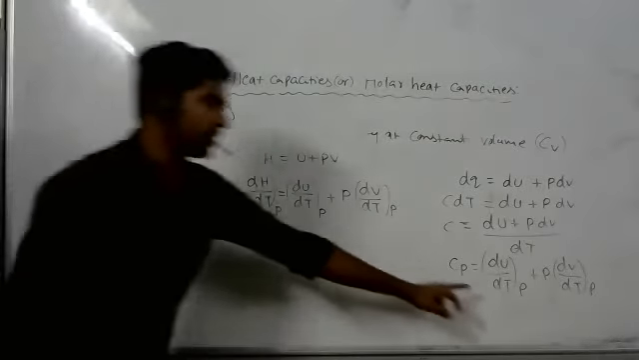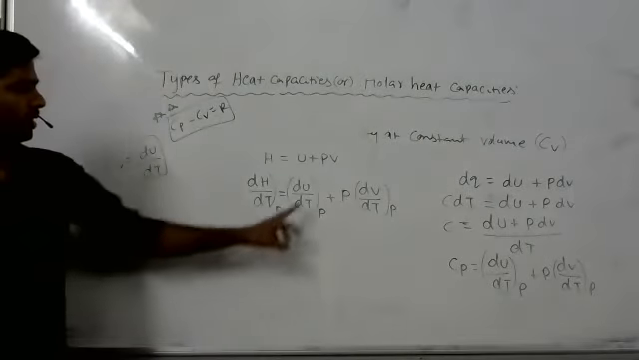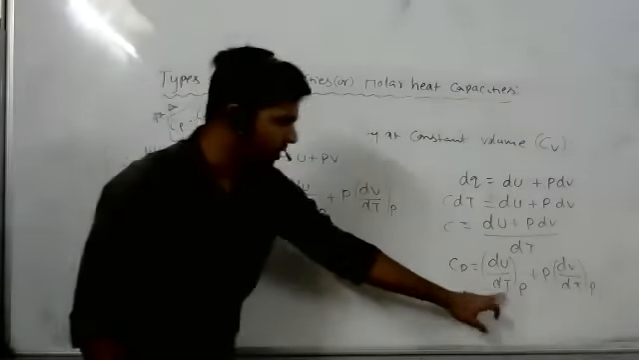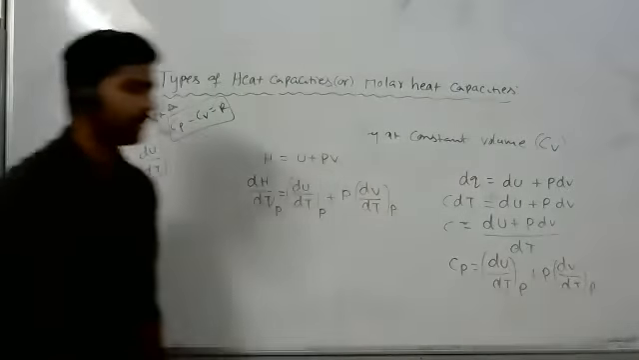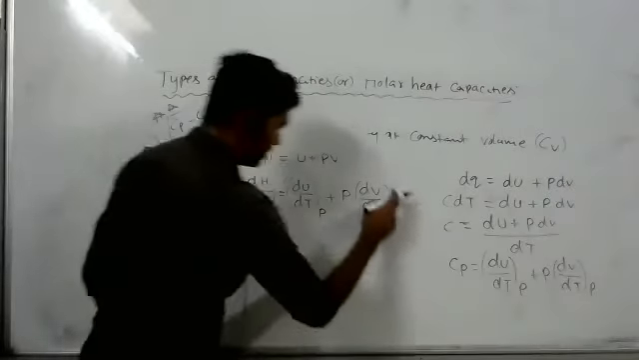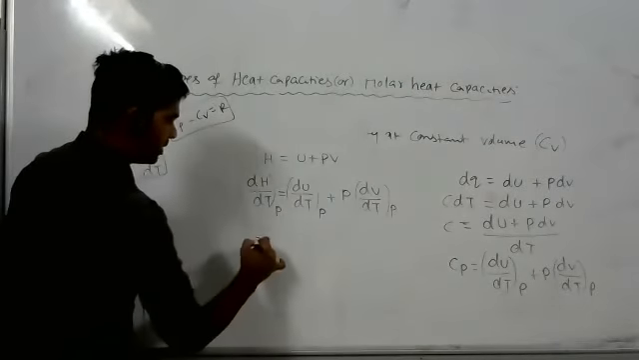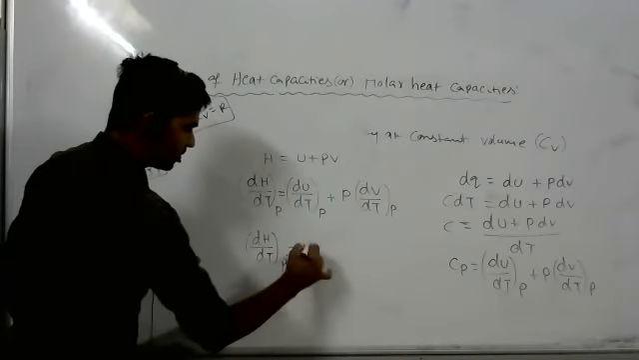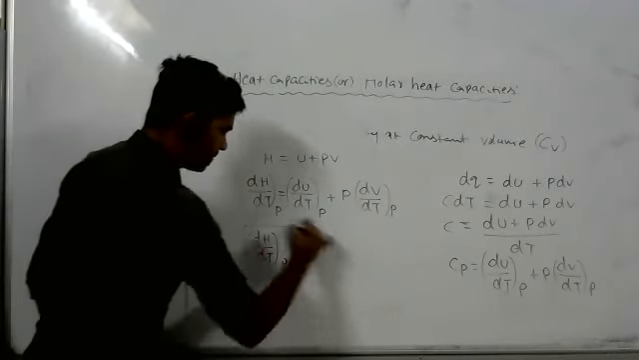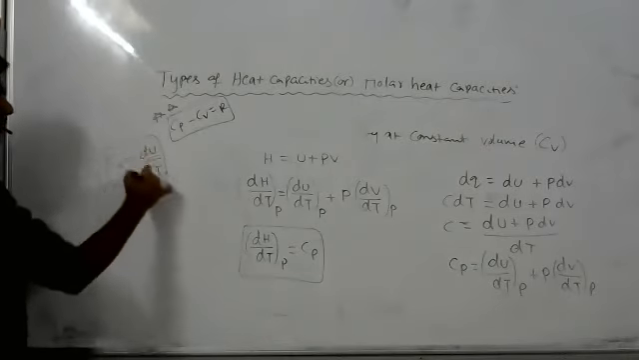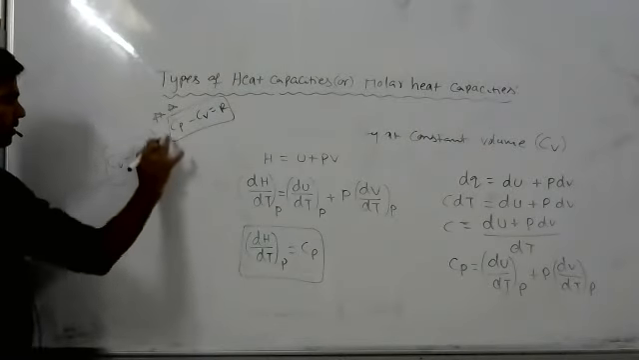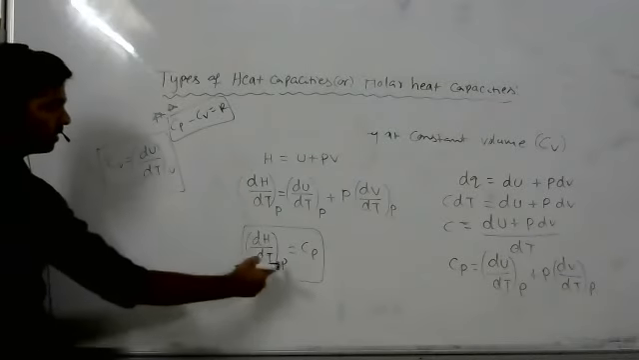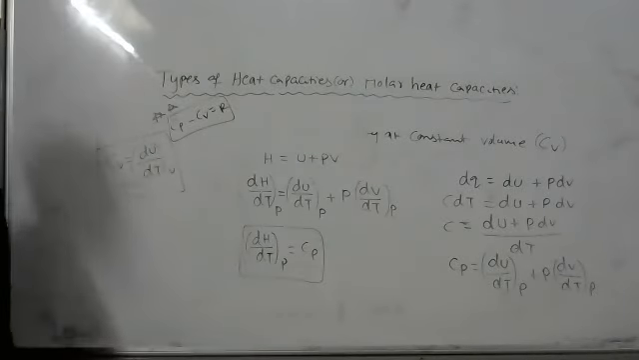Look at this equation and this equation. dU by dT at constant pressure plus P into dV by dT at constant pressure. Same here, dU by dT plus P into dV by dT. So now instead of this term, we may write dH by dT at constant pressure, which is equal to Cp. So here we derived Cv is equal to dU by dT at constant volume. This is the formula. And here we derived Cp is equal to dH by dT at constant pressure.